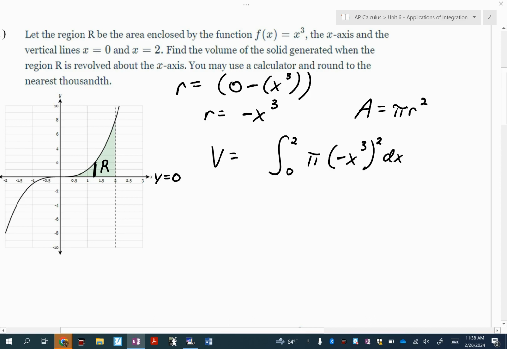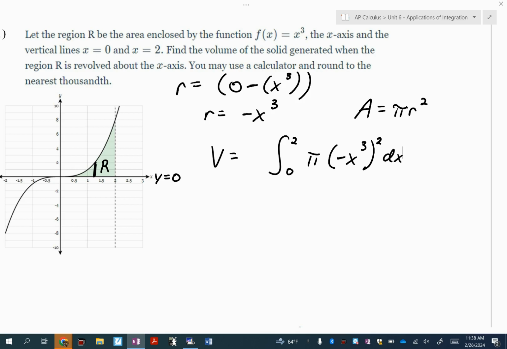Remember to ask a question if you're confused by something, if it's the first time you've done this. Why is it cubed? Because this curve here is x cubed. So if that function would have been x to the 4th power... Why is it squared? Because we are doing this formula for the area, which is the radius squared.